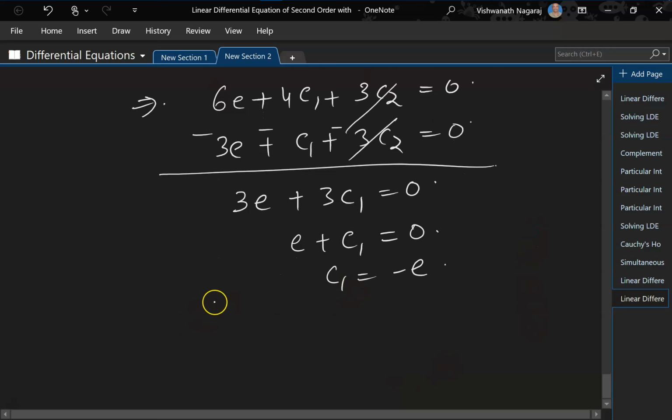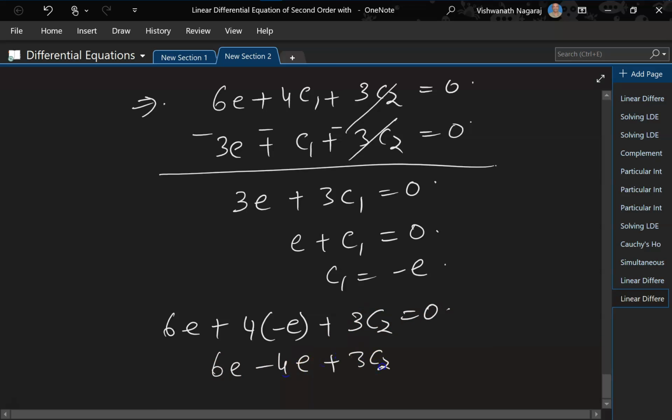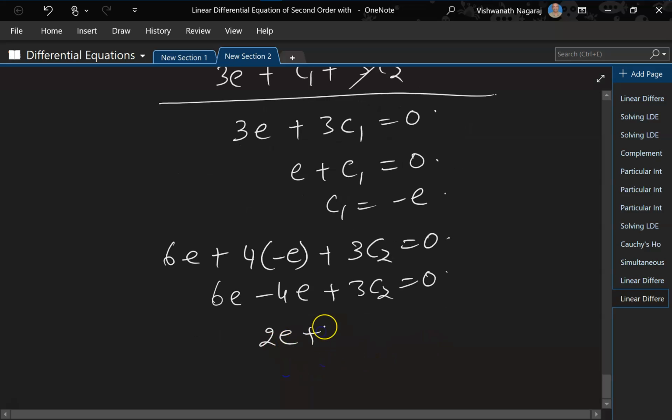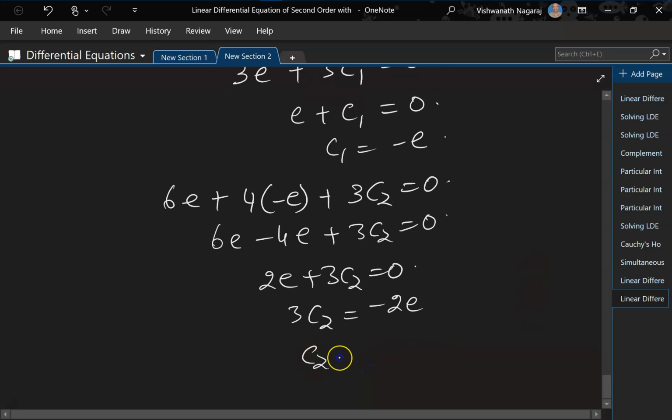Now let's put this c1 in one of the equations. It doesn't matter which one. So let's take 6e plus 4 times minus e plus 3c2 equal to 0. So 6e minus 4e plus 3c2 equal to 0. 2e plus 3c2 equal to 0. And 3c2 is equal to minus 2e. So C2 is equal to minus 2e by 3.